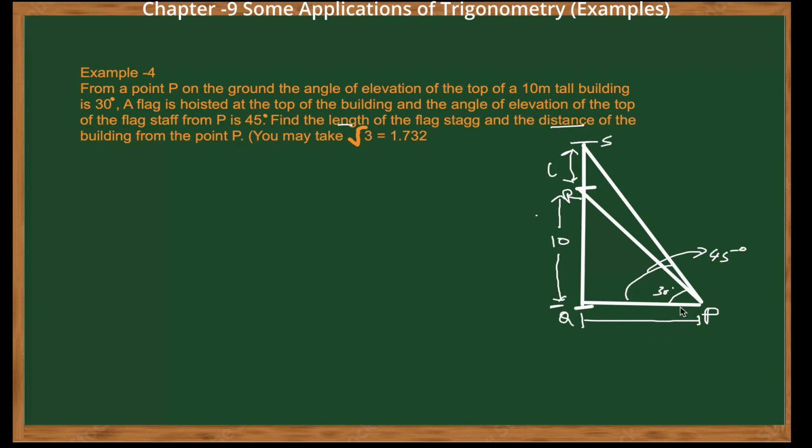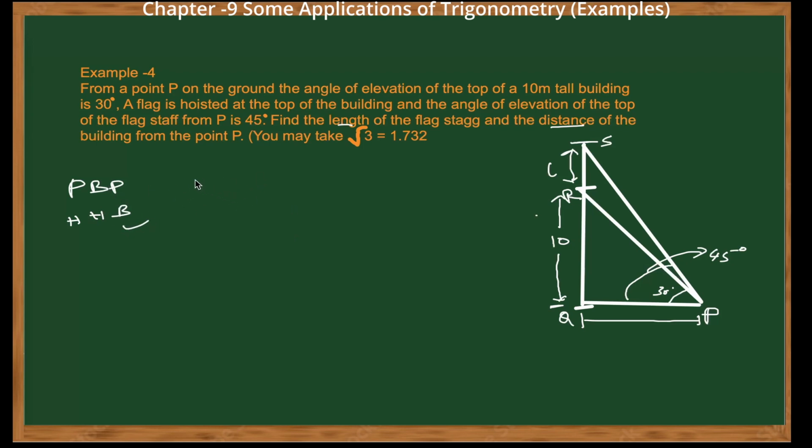So 30 degrees, and we have 10 here. What else is there? We have two triangles. If we find QP, we can find it by the trigonometric ratios. For 30 degrees, opposite is perpendicular. Perpendicular by base. What is that? P, B, H: perpendicular by base, which is nothing but tan.